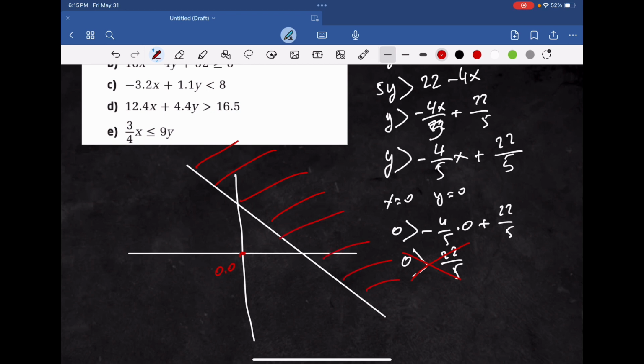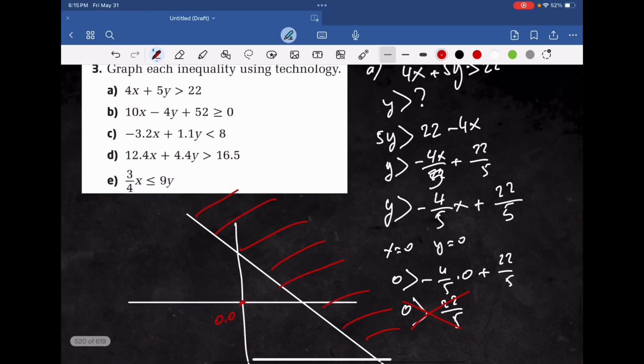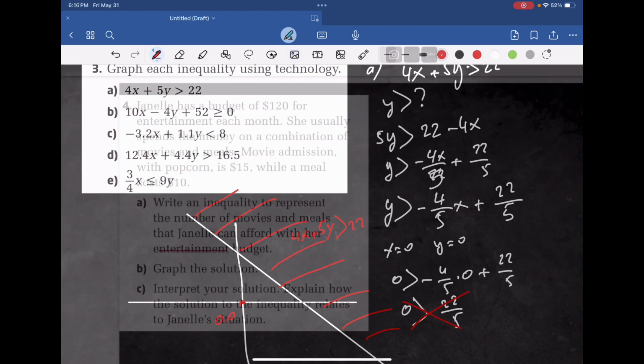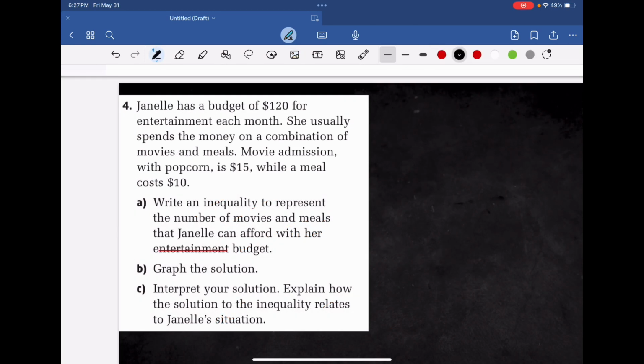So this is my graph for 4x plus 5y greater than 22. Okay, this is exactly the way you will do all of them, and you follow the same strategy. Solve for y and find if 0, 0 is included or not, and that will be easy. So now let us do exercise number 3.